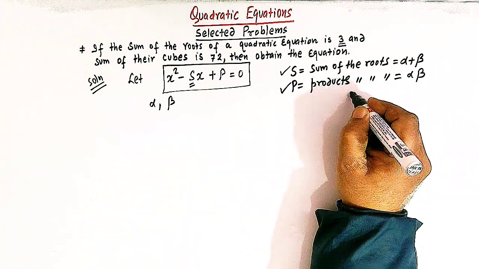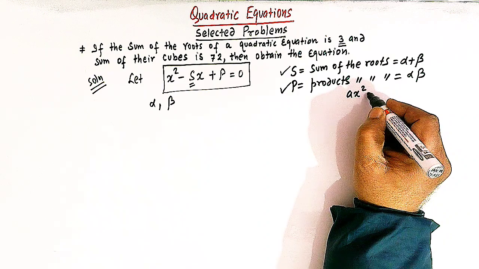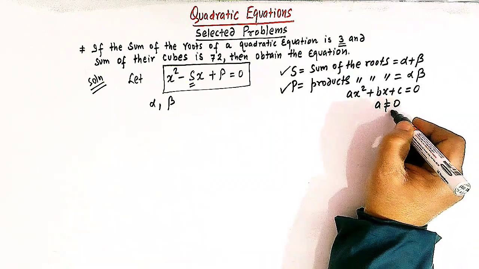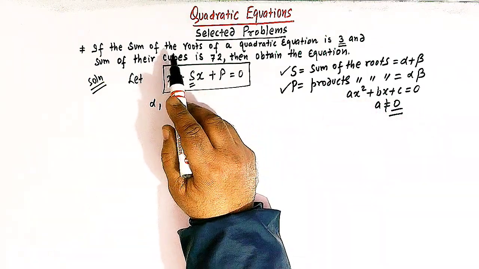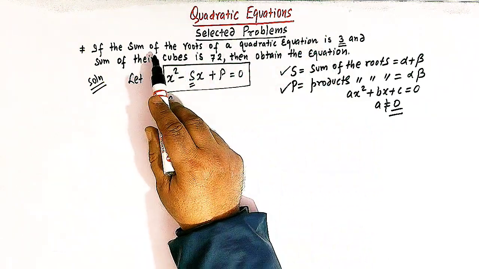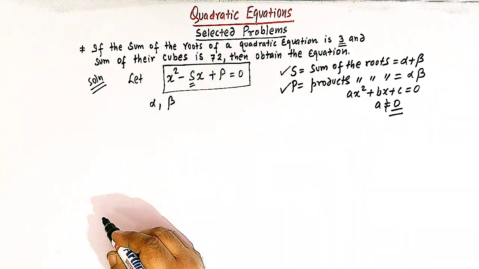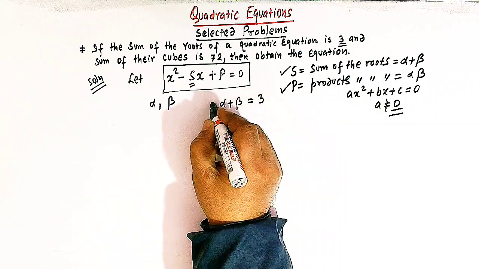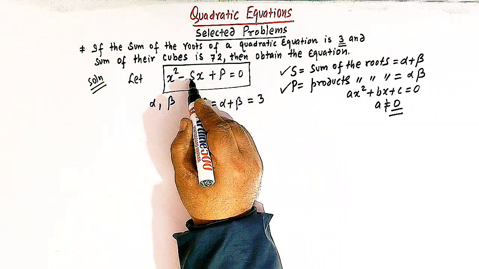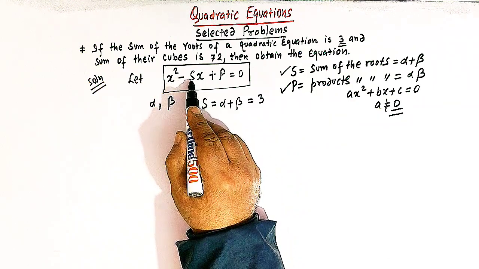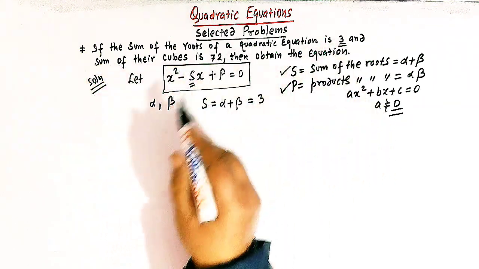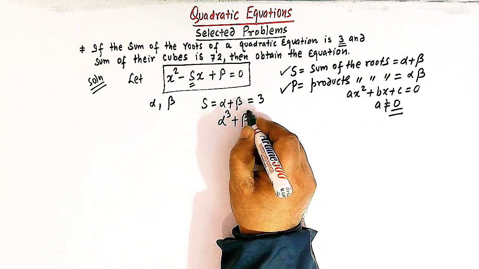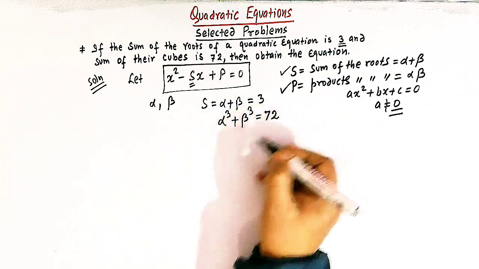And we already know that the standard form of a quadratic equation is ax square plus bx plus c is equal to 0, where a is not equal to 0, right? So let us first write the conditions here. The sum of the roots of a quadratic equation is given as 3, so alpha plus beta is equal to 3. And the sum of their cubes is 72, so we are also given alpha cube plus beta cube is equal to 72, right?